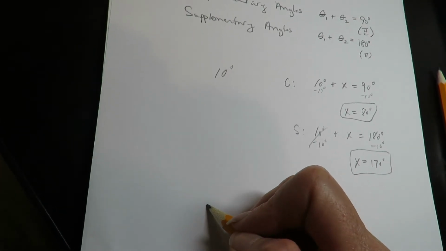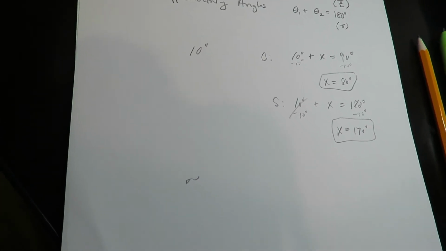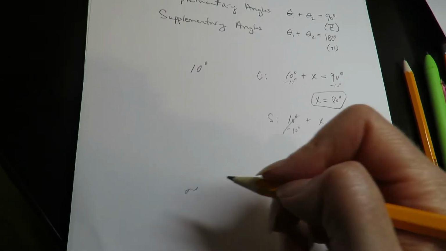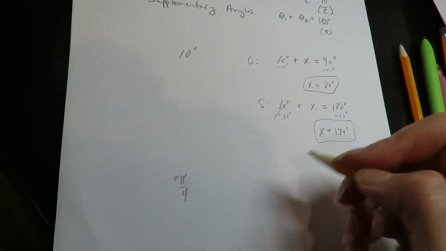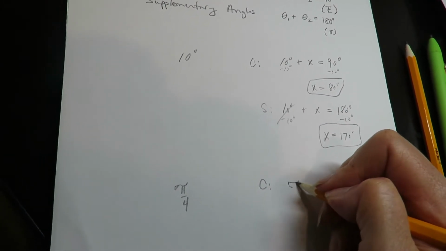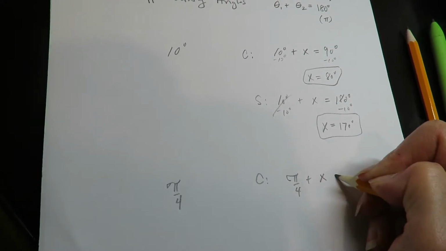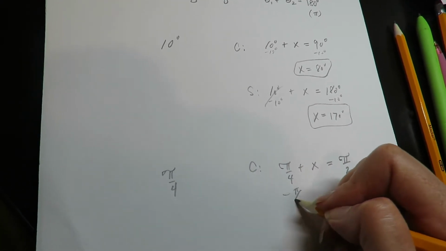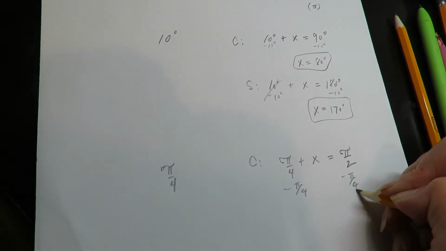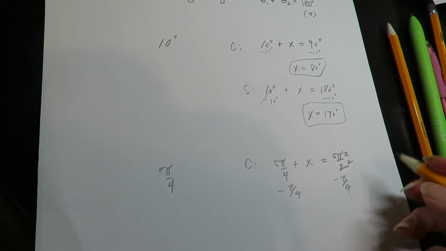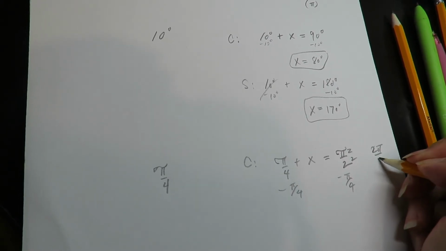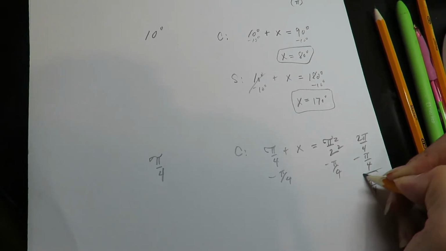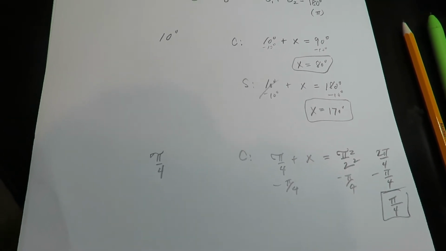If you start with radians, let's say you started with pi over 4. So the complement would be pi over 4 plus x equals pi over 2, because the complement has to add to pi over 2. Then I would subtract pi over 4. You're going to need an LCD here, so you have to bump this up. That would end up being pi over 4. Okay, so the complement of pi over 4 is pi over 4.